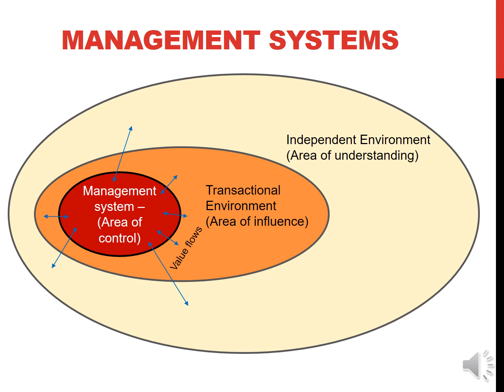And we go back to our management systems diagram, and we see that these issues come from two areas: the independent environment and the transactional environment, the area of influence and the area of understanding. This is why we have these arrows here, which show interactions between the management system, the organization itself, and the area of influence and the area of understanding. We have a heavy line here to show that the scope of the management system is well defined.